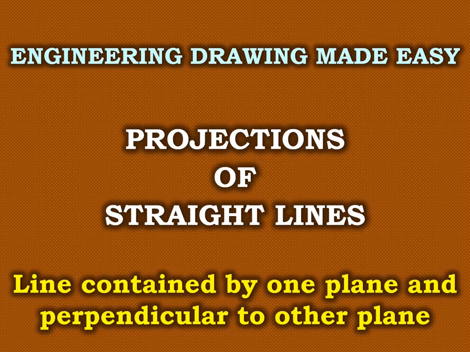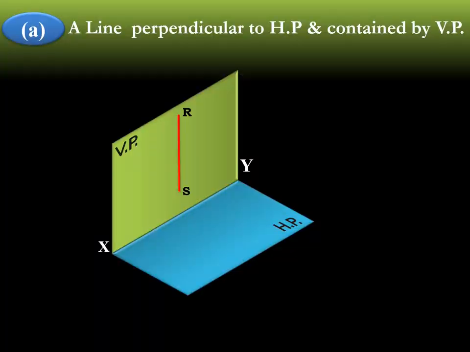Hello friends, in this video I am going to explain the projections of straight lines contained by one reference plane and perpendicular to the other reference plane. There are two subdivisions under this category. First, let us consider the first subdivision: a line perpendicular to the horizontal plane and contained by the vertical plane.